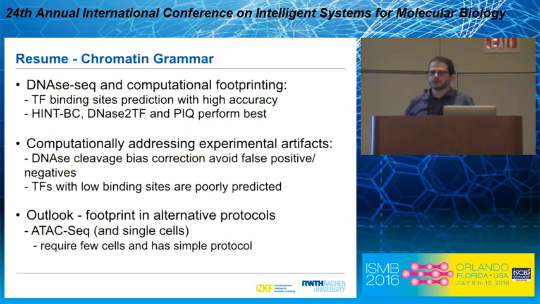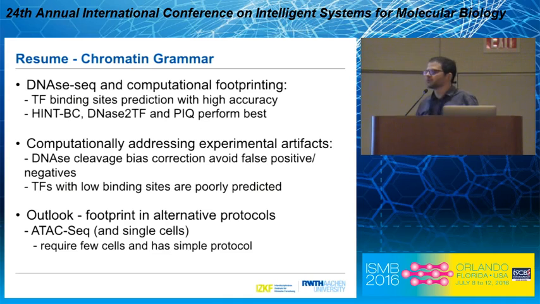Okay, so with this I would like to conclude the talk. I have shown how DNase can really improve and push the current performance of predicting cell-specific and active transcription factors. But for this, one needs to really address experimental artifacts which you have in the data.